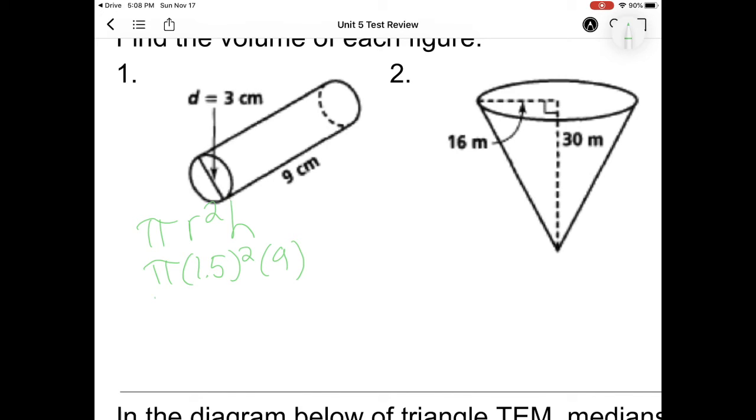Before multiplying by pi, you could get 20.25 times pi, or you can go ahead and multiply by pi and you get approximately 63.6. I would accept either.